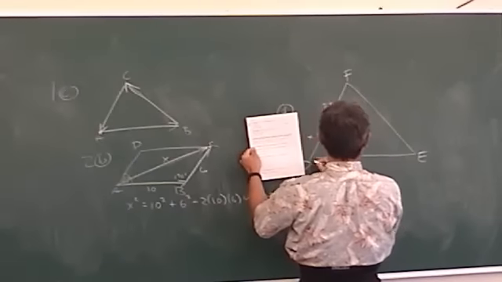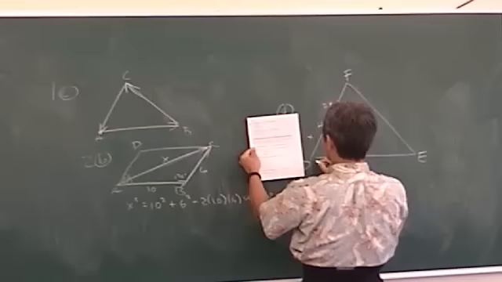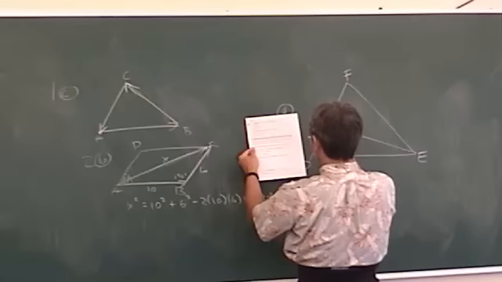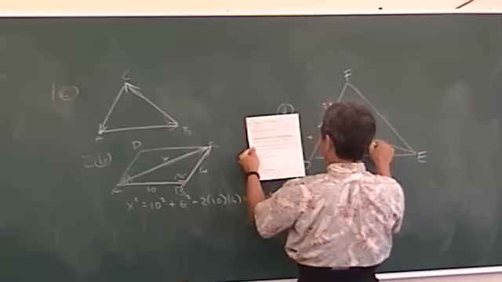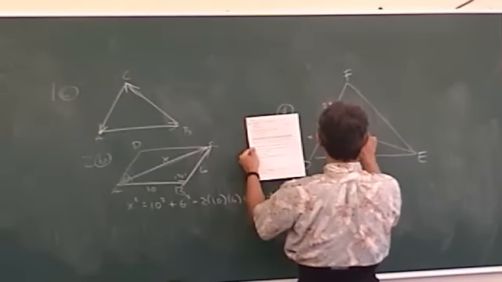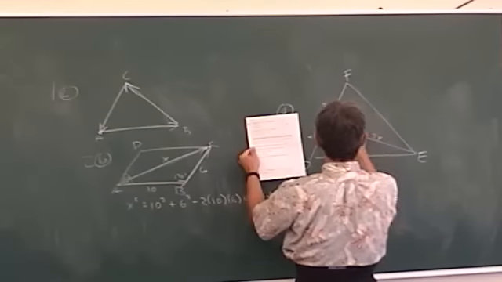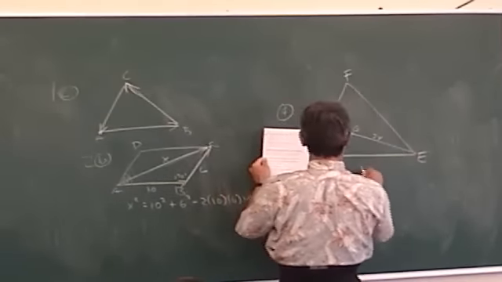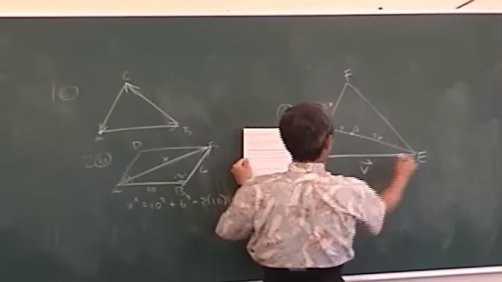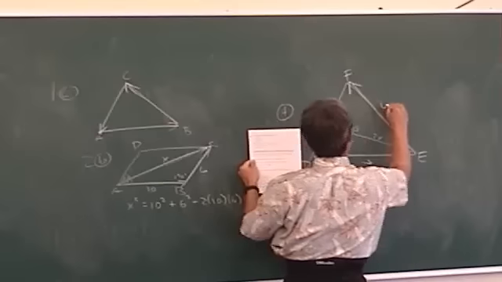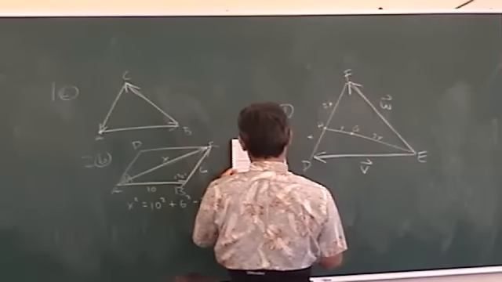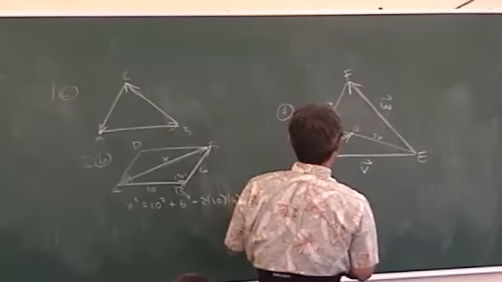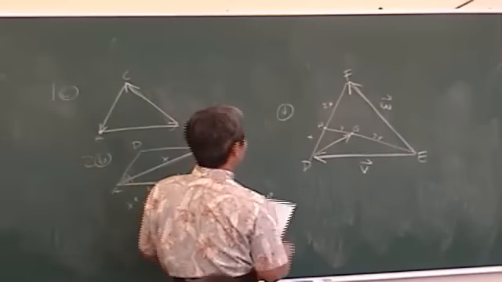G lies on EH. Oh, this is EH right here. So that EG to GH is 2 to 1. So this is 2 to 1. If vector ED is V and vector EF is W, you got to make it point in the right direction. Express vector DG in terms of V and W. Okay, this problem's on the quiz.